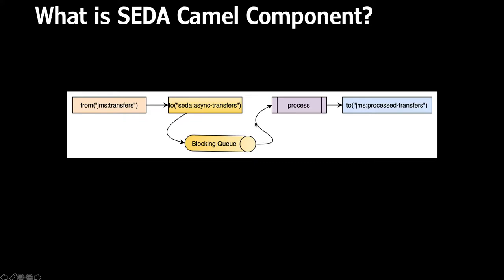Internally, what it will do is employ another thread, and you can have one thread or multiple threads. As I said earlier, you can have an entire thread pool configured for SEDA, and then those threads will start consuming data from this blocking queue, and continue with the rest of the business.